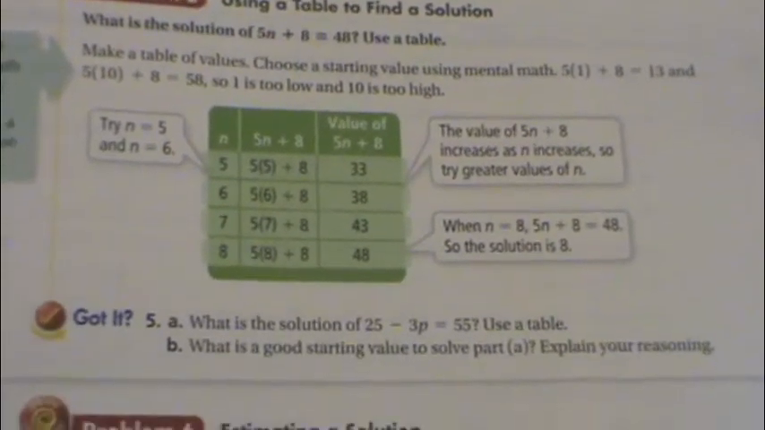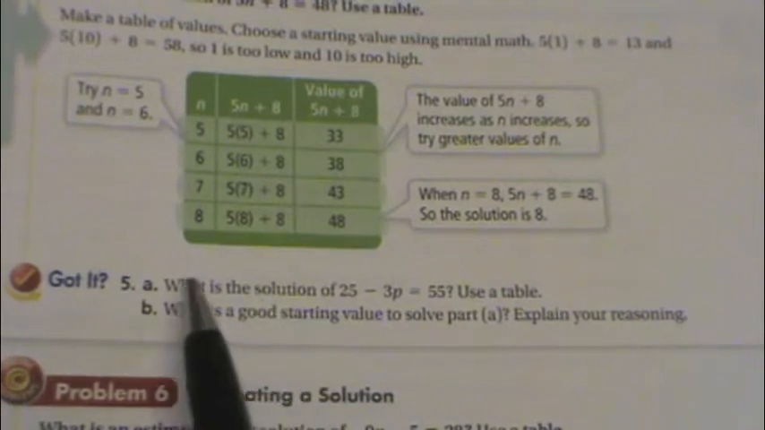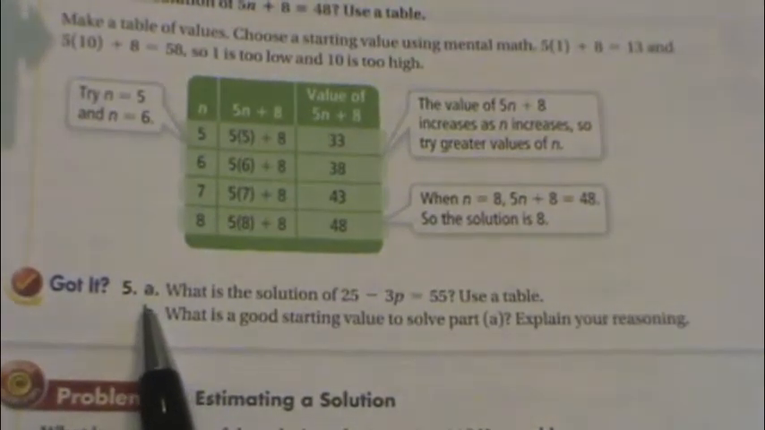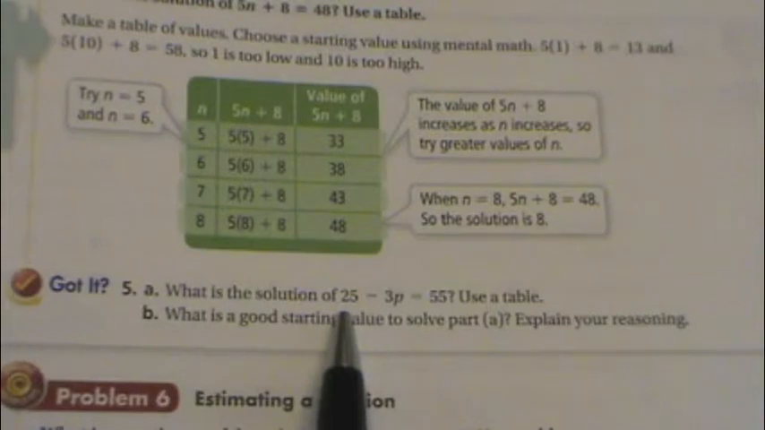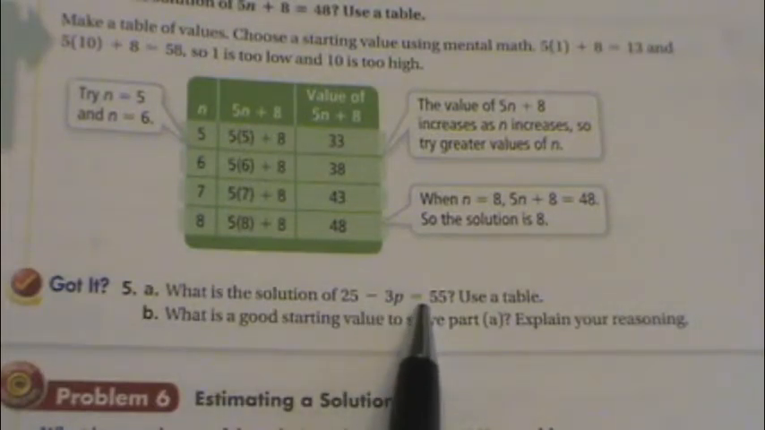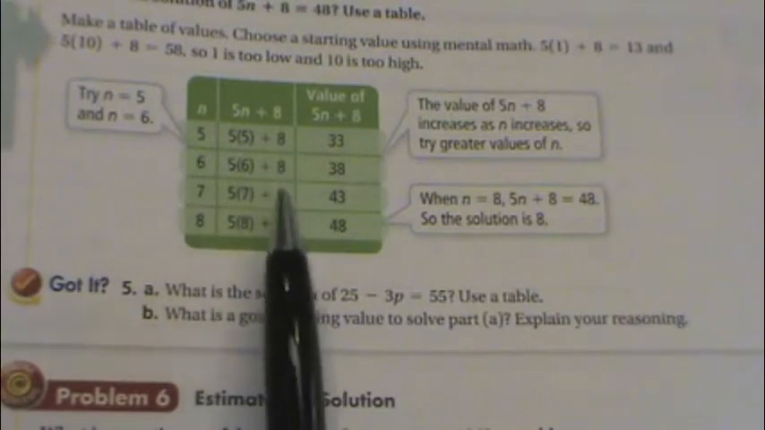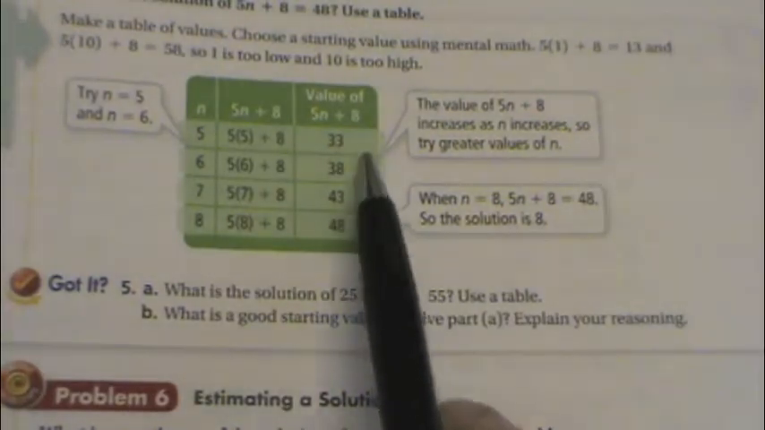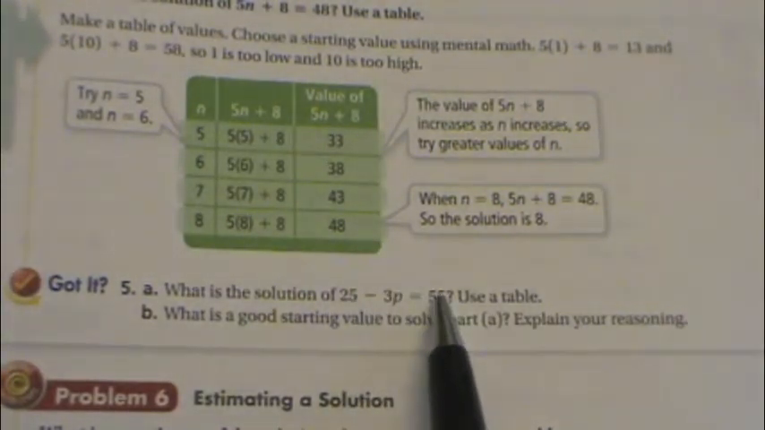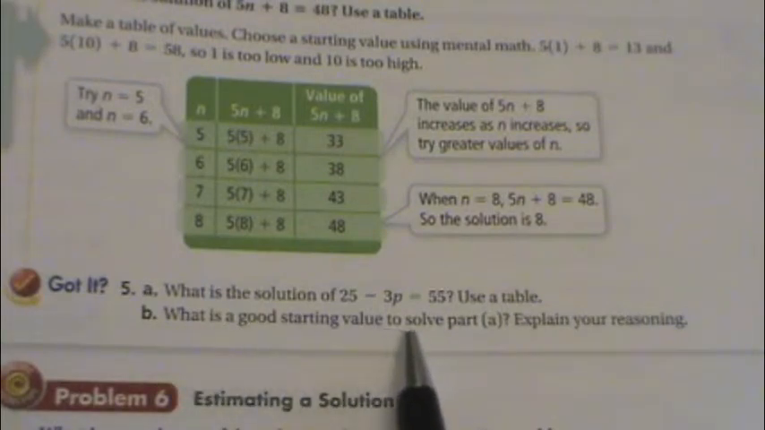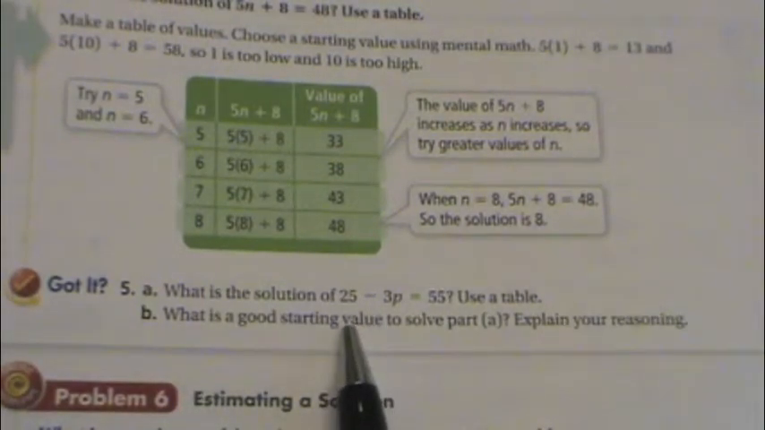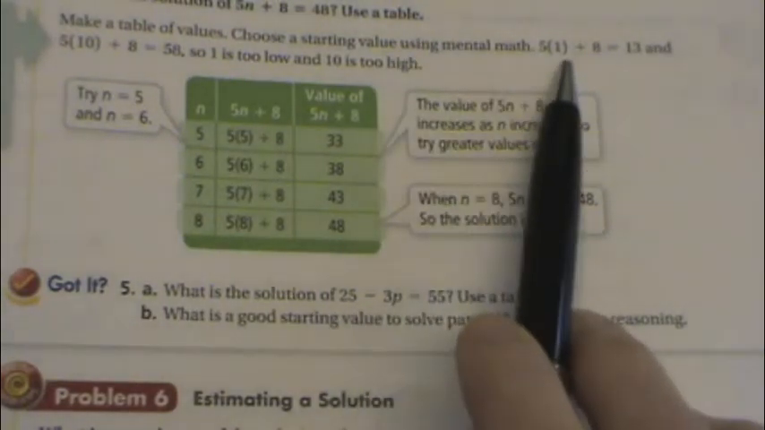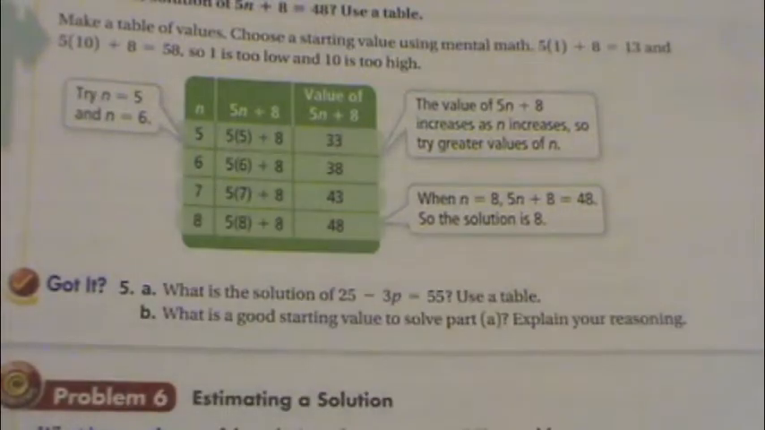I'd like you right now to write out number 5 in your homework notebooks. What is the solution of 25 minus 3p equals 55? Use a table just like they set up here, except instead of 5n plus 8, your table is going to be 25 minus 3p. Instead of looking for 48, you are looking for 55. The second part to this question is what's a good starting value? And you might even come up with 2 good starting values, one that's too small and one that's too big, kind of like we did up here with 1 and 10. So you think, I'll think, then we'll do this together.